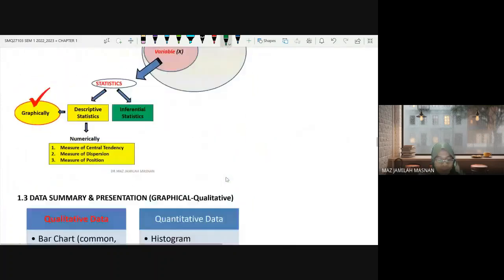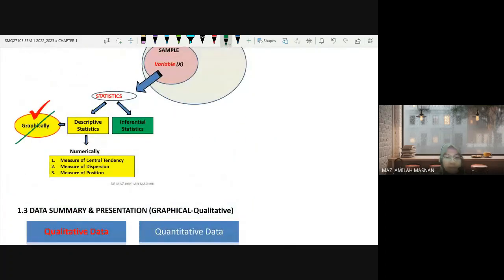Okay. Now we have done our graphical part. Now we will move to our descriptive using numerical presentation. So under numerical presentation, we have 3. That will be measure of central tendency, measure of dispersion, and measure of position. So sometimes measure of central tendency, we call it as MCT. Okay, measure of dispersion is either MD or MOD. Okay, measure of position, MOP or MP.